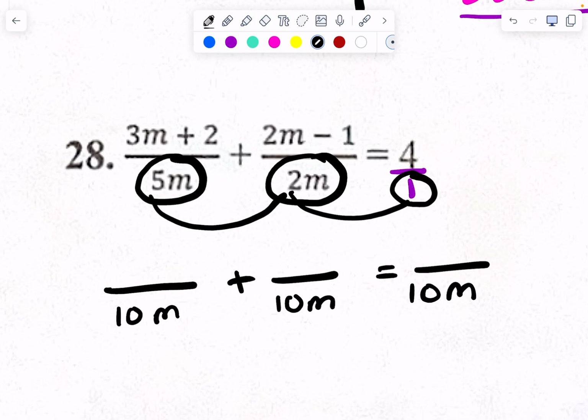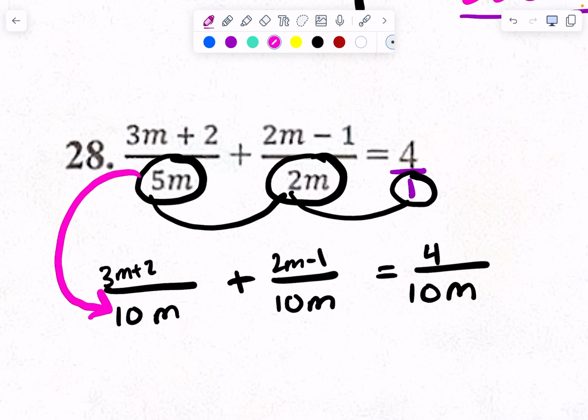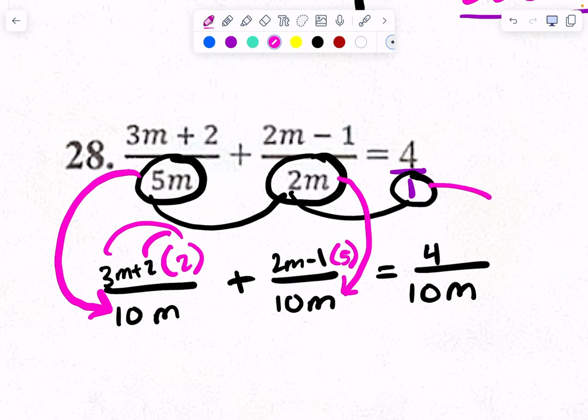Okay, now I've got my 3m plus 2, 2m minus 1, and 4. I'm just going to rewrite those. Now, what do I have to multiply by 5m to get 10m? 2. So I have to distribute 2 through here, which we'll do in a second. What do you have to multiply by 2m to get 10m? 5. What do you have to multiply by 1 to get 10m? 10m, right?